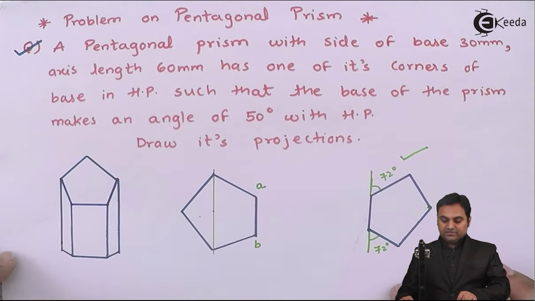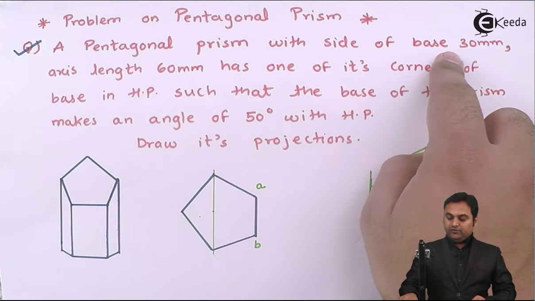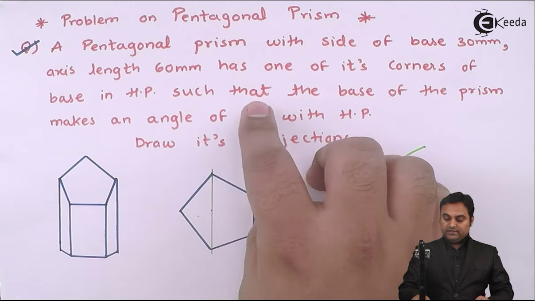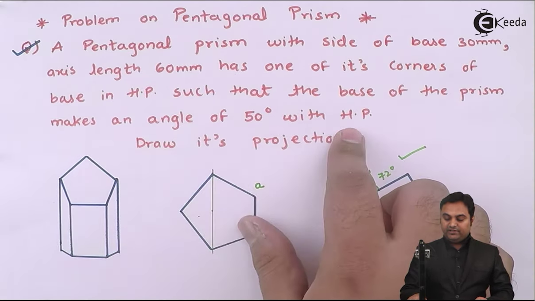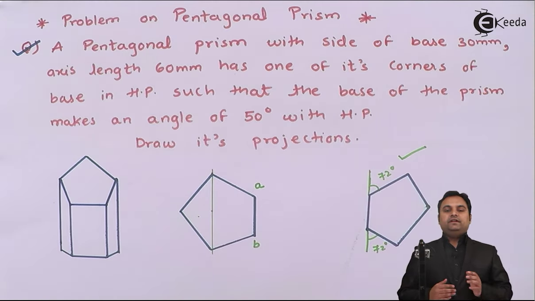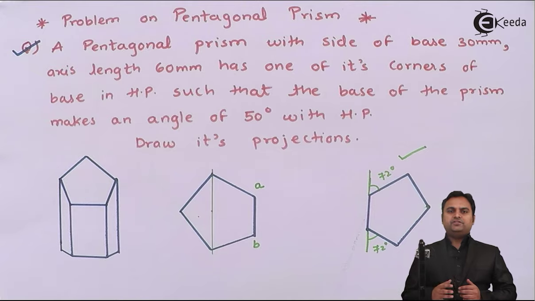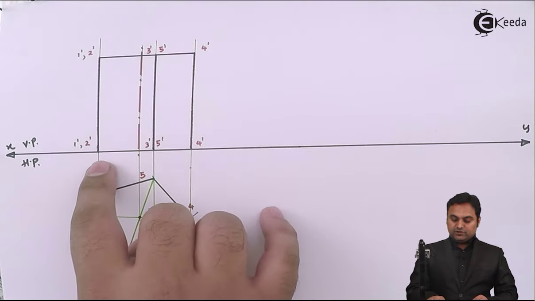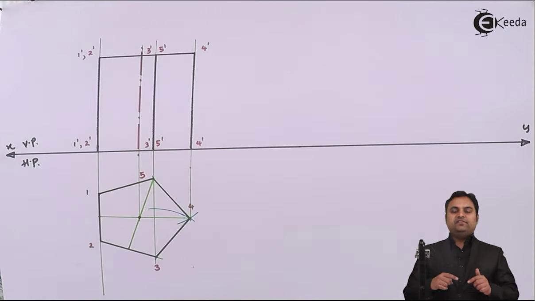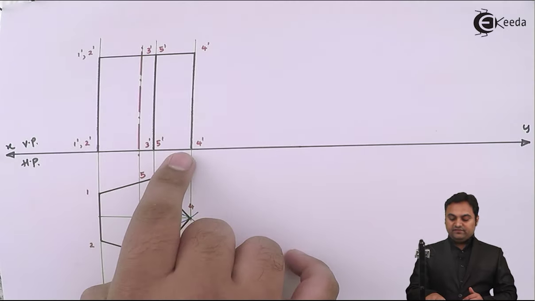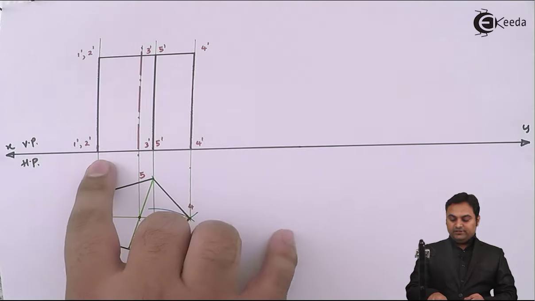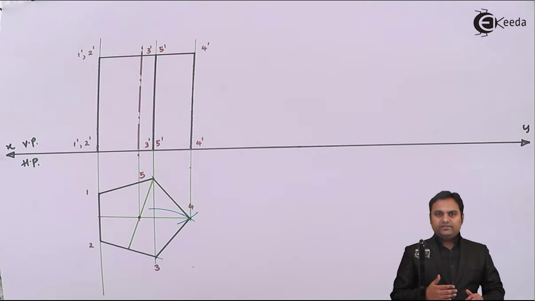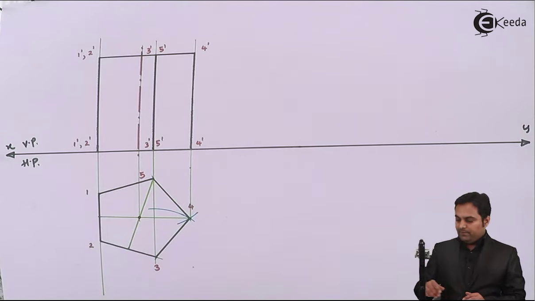After that, it is given in the question, a pentagonal prism with side of base 30 mm, axis length 60 mm has one of its corners of base in HP that we have drawn, such that the base of the prism makes an angle of 50 degree with HP. This is the second condition, that we have to make the base inclined at 50 degree with HP. It will be seen in VP. So here the base, which is the pentagonal face 1 dash, 2 dash, 3 dash, 5 dash and 4 dash, represents the base. Here it is in the form of a line. So this line needs to be made inclined at 50 degree with respect to HP, which will be seen in VP.